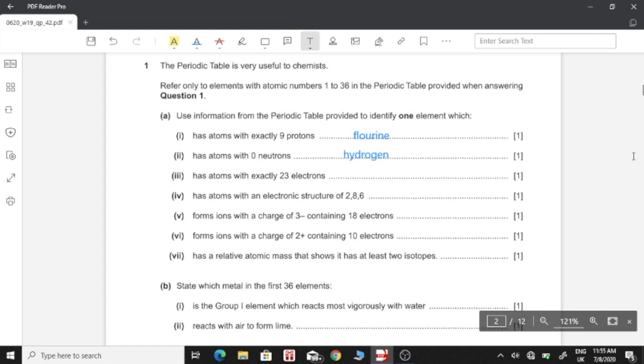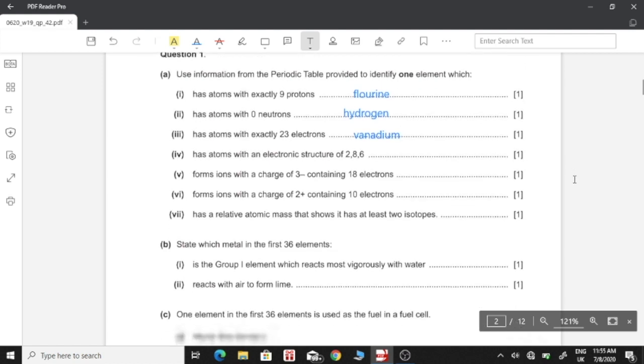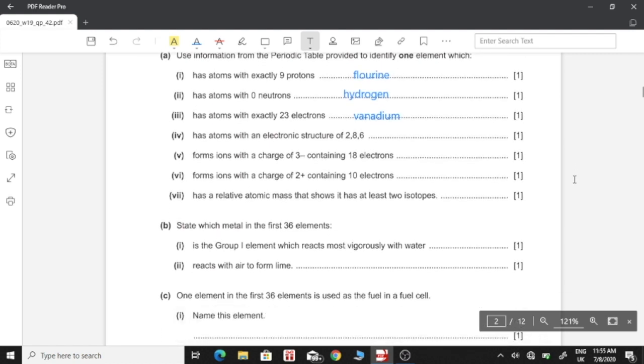Part 3 has atoms with 23 electrons, so the element with atomic number 23 is vanadium. Part 4 has atoms with an electronic structure of 2.8.6. So this gives us the atomic number 16, which is sulfur.